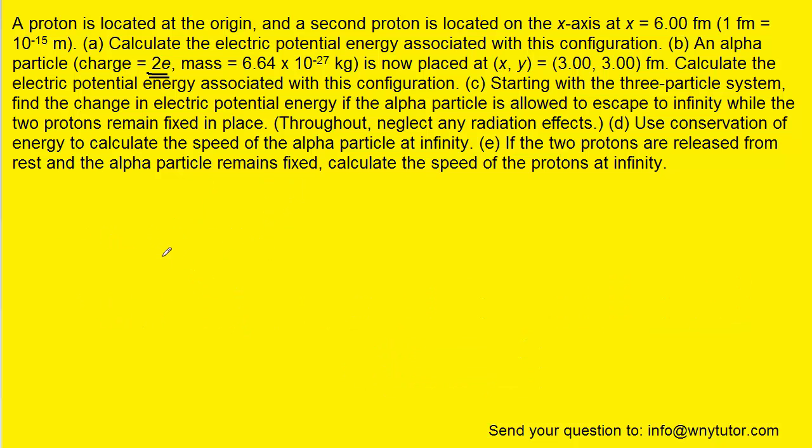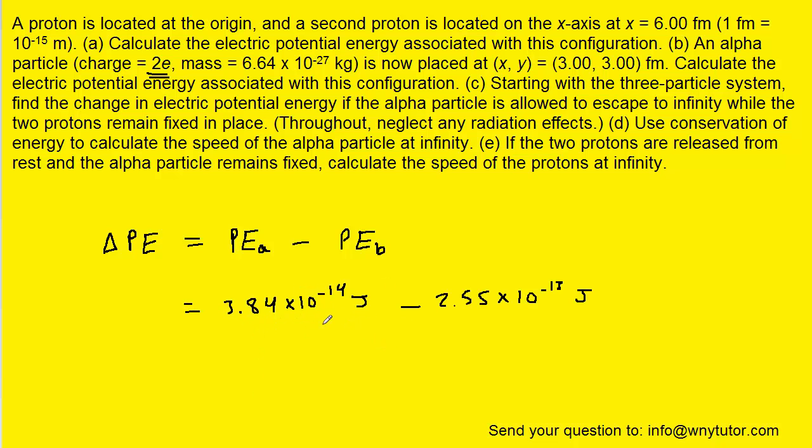Now, for part C, if we allow the alpha particle to escape, then the change in potential energy will simply be the potential energy we had found in part A minus the potential energy we had just found in B. Hopefully that makes sense, because remember, in part A we had the 2-charge system, in part B we had the 3-charge system, and so to get the difference in potential energy, we would simply subtract the potential energies associated with those charge systems. So we'll plug in the value we found in part A and the value from part B, and we obtain approximately negative 2.17 times 10 to the minus 13th joules. So that's how much potential energy would be lost.